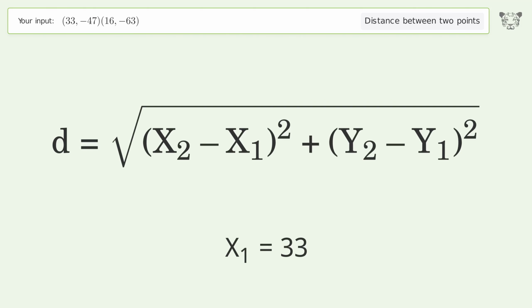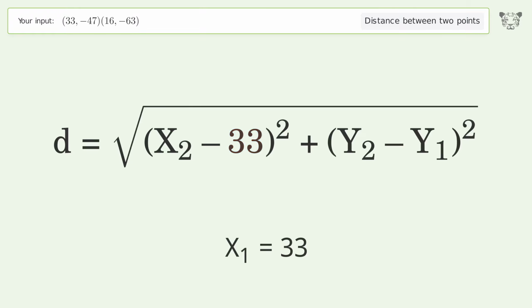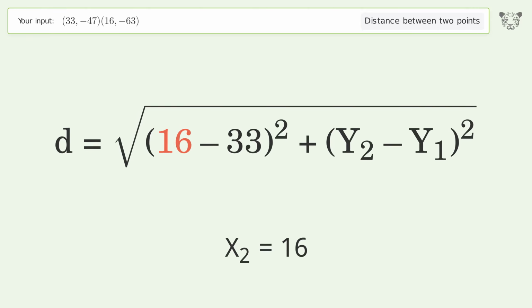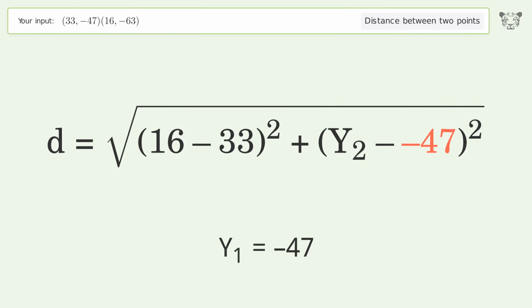x1 equals 33. x2 equals 16. y1 equals negative 47. y2 equals negative 63.